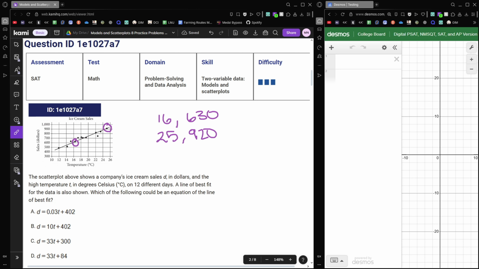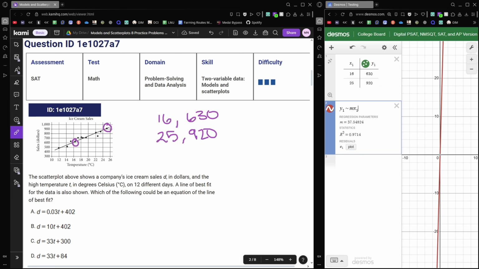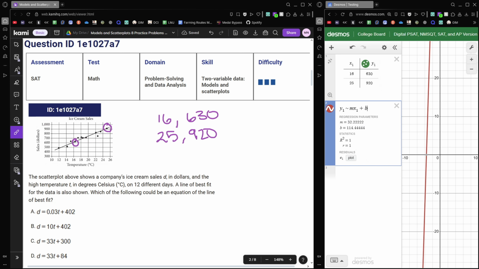Now to get our line, we can put it in Desmos. So first you want to click this plus sign on the top left here, and then you want to add the table, and now you just want to type in the points, so 16,630 and 25,920. And now to do linear regression, the equation is y1 ~ mx1 + b. And we get that the value of m is roughly 32, and the value of b is roughly 114.